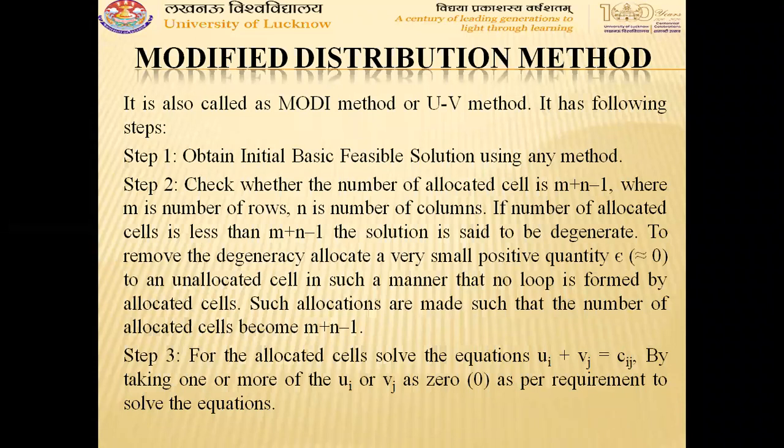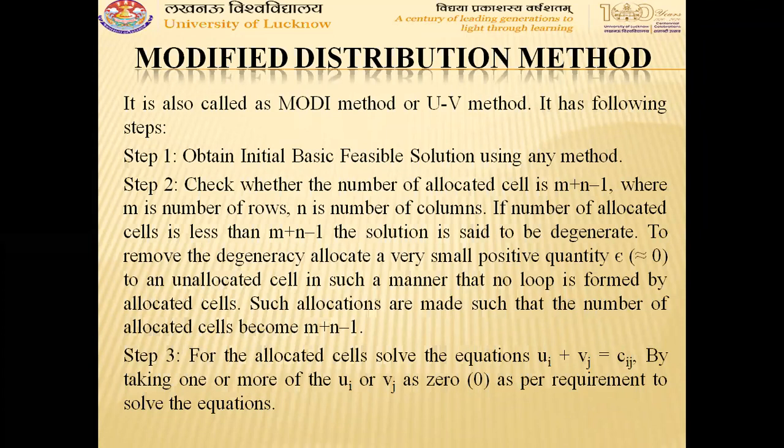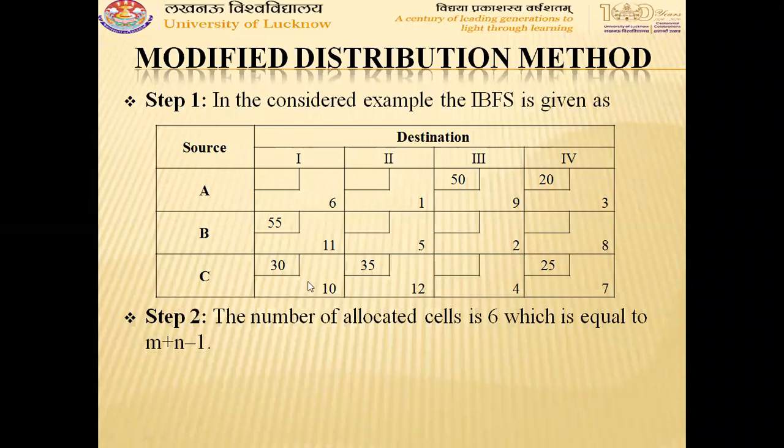And for allocation, after this step we can solve the equations ui plus vj is equal to cij by taking one or more of the ui or vj as 0 as per requirement to solve the equation. How it is continued I will discuss with the example. The initial basic feasible solution considered in the example can be written in the form of this table.